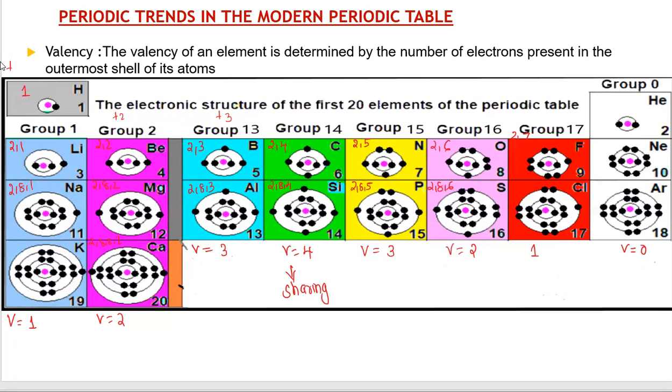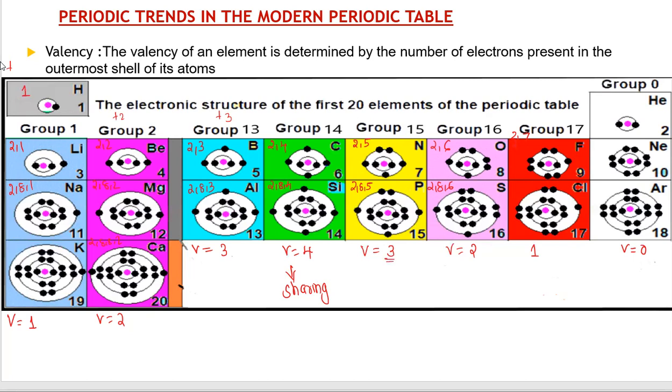Okay. Now, here see group 15. If the number of electrons in the outermost shell is 5, then losing 5 electrons is more difficult than getting 3 electrons. If it gets 3 more electrons, it will have 8 electrons in the outermost shell. That will be easier than losing 5 electrons. So its valency is 3.